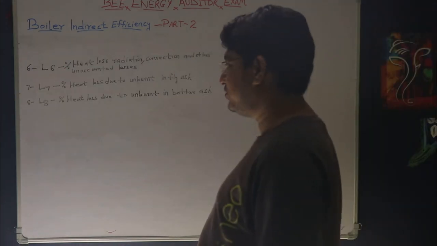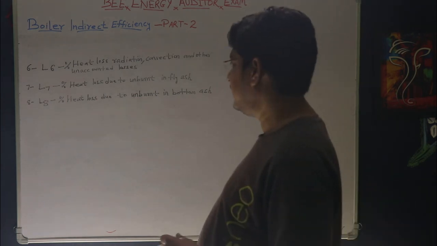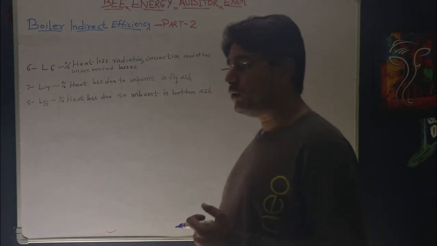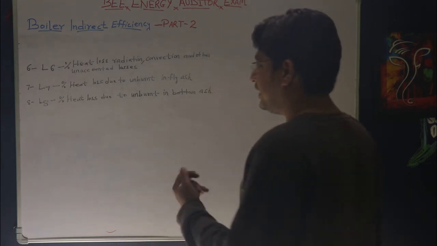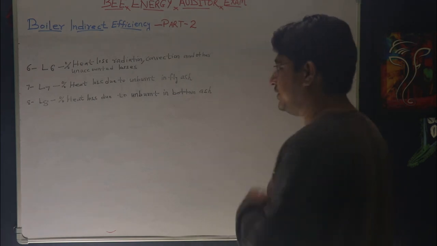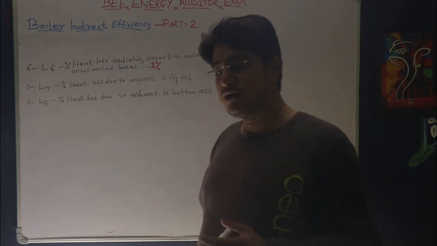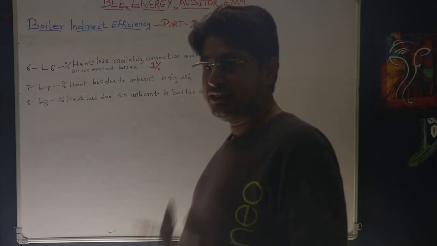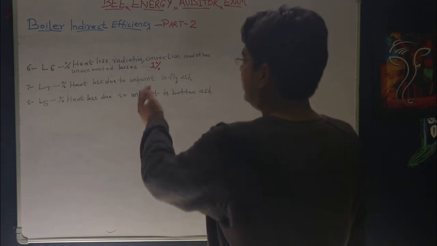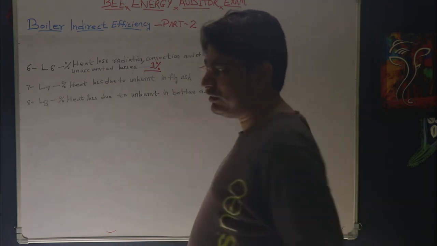Now friends, the other losses are L6, that is percentage heat loss due to radiation, convection and other unaccounted losses. The 7th one is percentage heat loss due to unburnt in fly ash. The last one, that is L8, is the heat loss due to unburnt in bottom ash. Friends, generally the percentage heat loss due to radiation, convection and other unaccounted losses is given in the form of percentage. Suppose it is given that you have to assume the loss L6 as 1%. So you will directly put the value of this L6 as 1%.